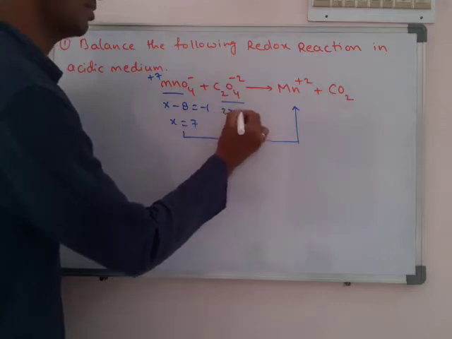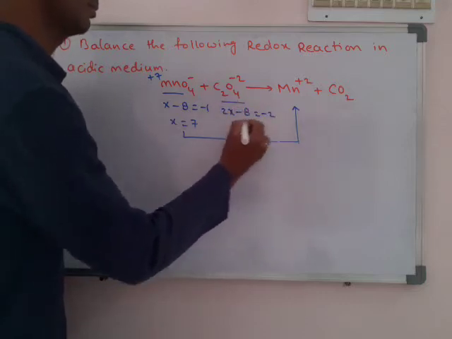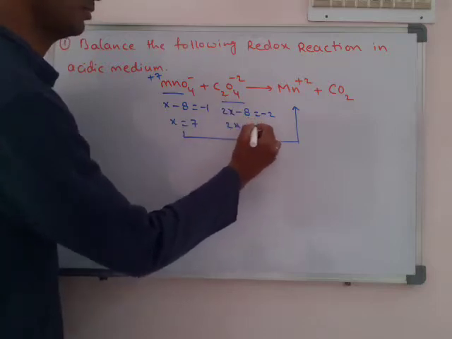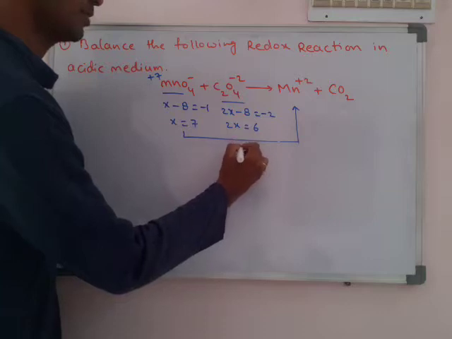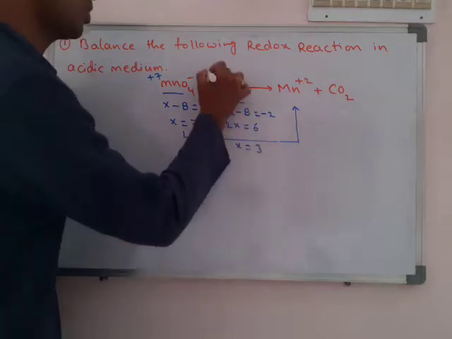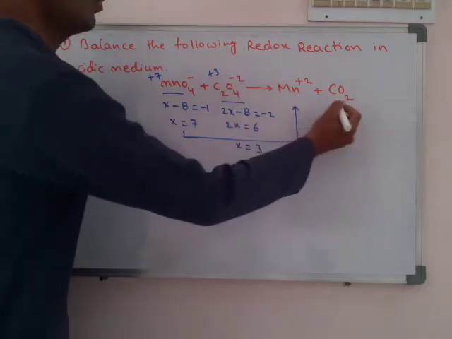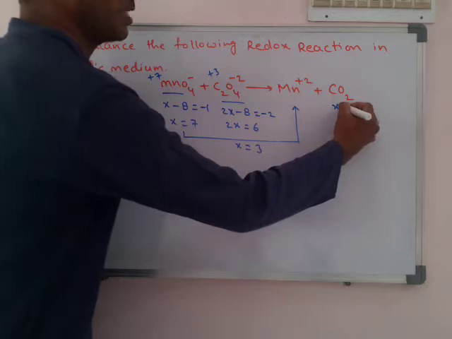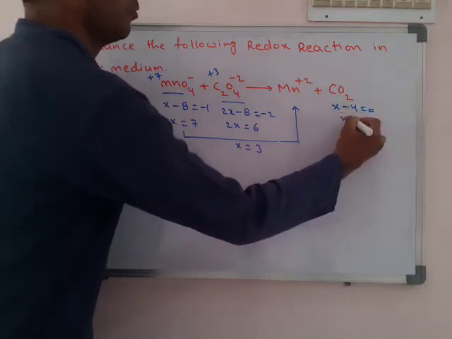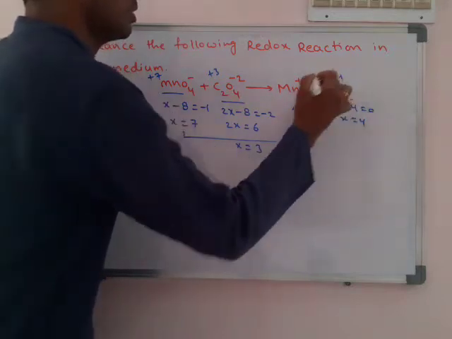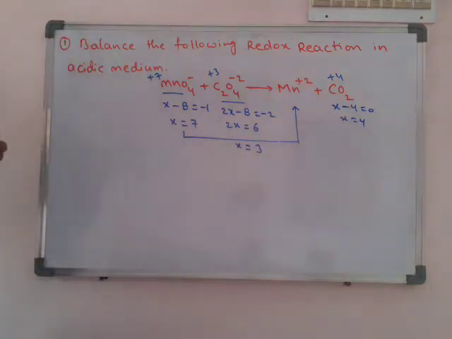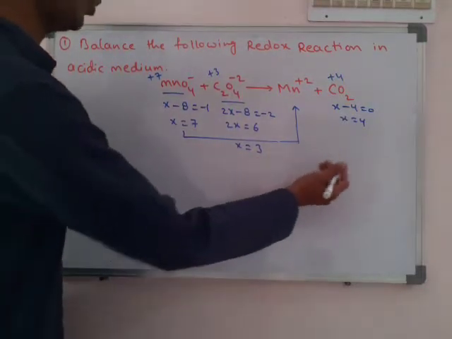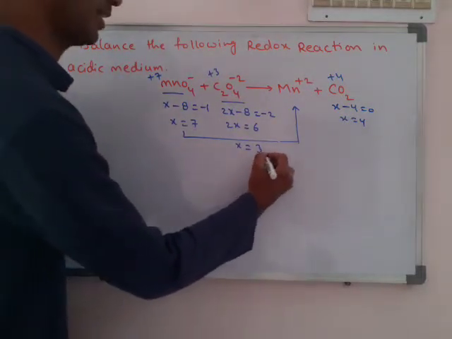So just we will check it. In C2O4 minus 2, carbon X equals 3. Carbon oxidation state is plus 3. What is the carbon oxidation state here in CO2? X plus 2 oxygens, each carries minus 2, total minus 4. So here carbon oxidation number is plus 4. It has changed from 3 to 4, and it is oxidation.